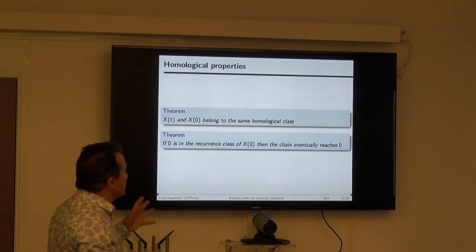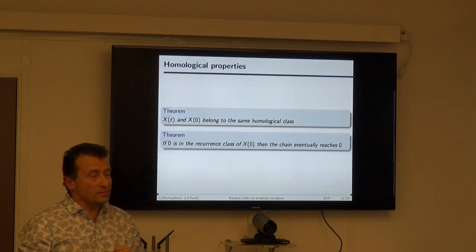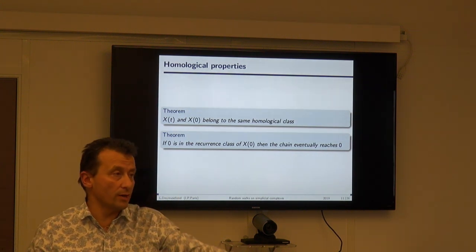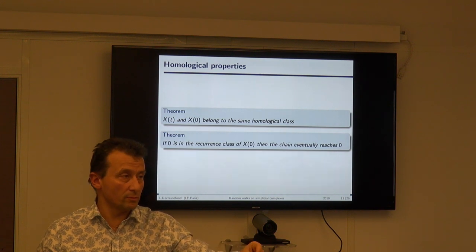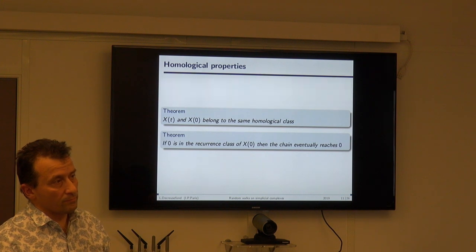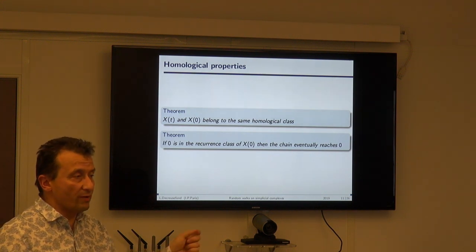And if 0 is in the recurrence class of X_0, then your Markov chain will die. It will reach 0, one way or the other. Zero as a path? A path. It's a new path.